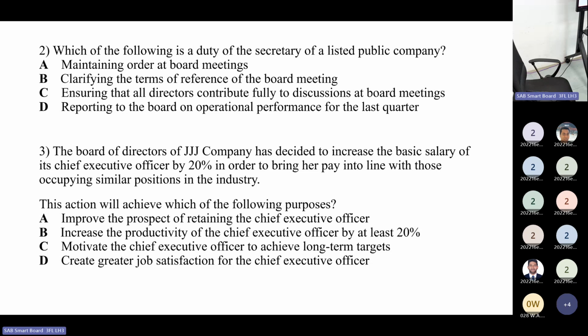The answer is A. Because the only thing we can be sure of is improving the prospect of retaining the chief executive officer, because we have paid in par with the others. Other things are beyond our control. It's up to the executive to perform. The only thing we can ensure is this one, that this person will stay in this job.